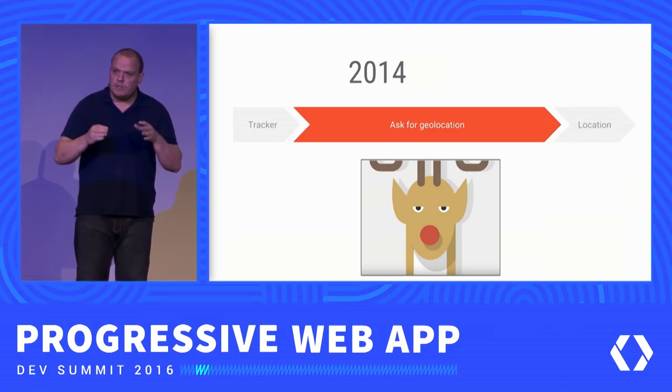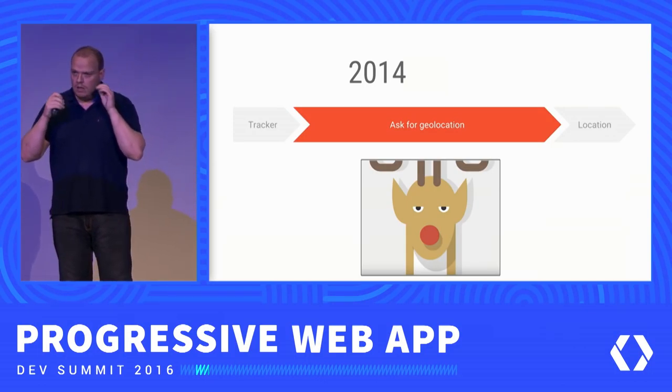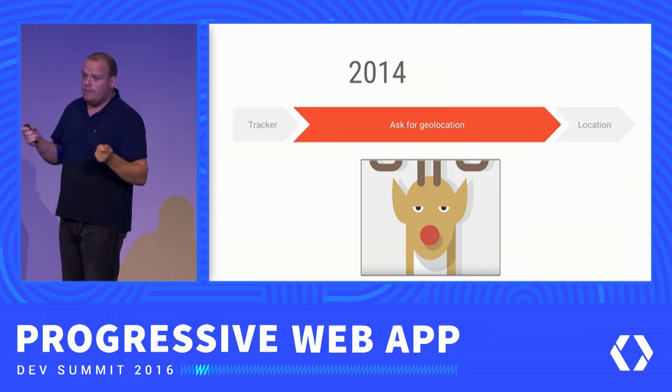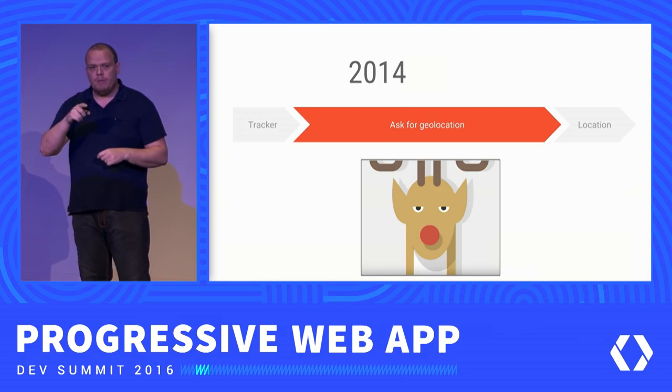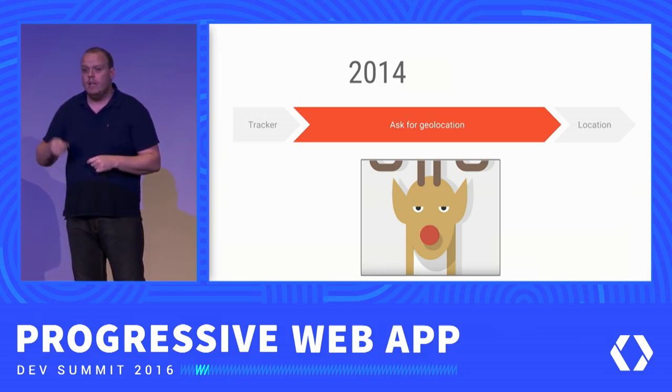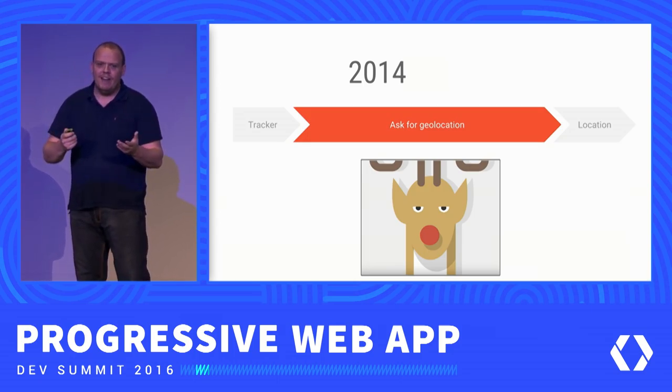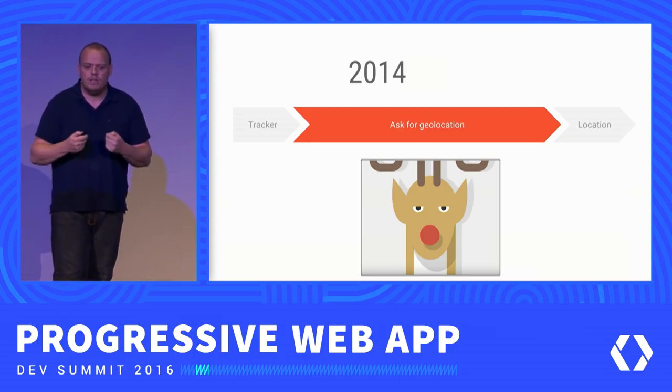But the problem is not everyone actually accepts it, so you don't get a whole bunch of usage off the back of that. And this is, sorry, I've jumped a slide forward. In 2014, this was our entire experience. You go to the page, and it says, where are you? And then people would either accept the permission with pretty much no context or reject it. It turns out when you prompt the user, hey, where are you? They're like, I'm not going to tell you where I am. Why? You didn't give me any context about why you need this.